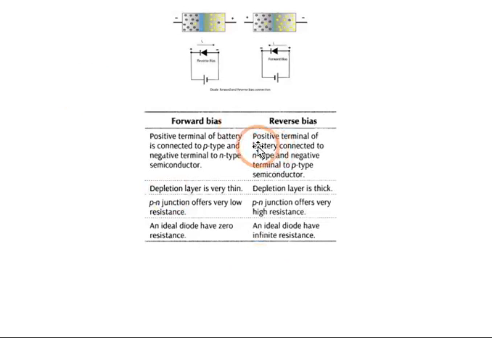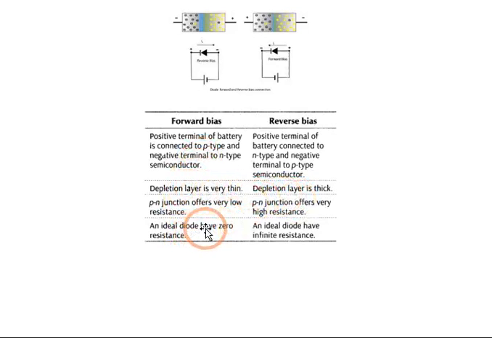You can say the positive terminal of the battery is connected to the P-type and the negative terminal to the N-type of the semiconductor in forward bias. Exactly opposite to this, the positive terminal of the battery is connected to N-type and the negative terminal to P-type in a reverse bias diode. In forward bias the depletion layer is very thin, and in reverse bias the depletion layer is thick. It means the depletion layer is compressed in forward bias, and it expands in reverse bias.